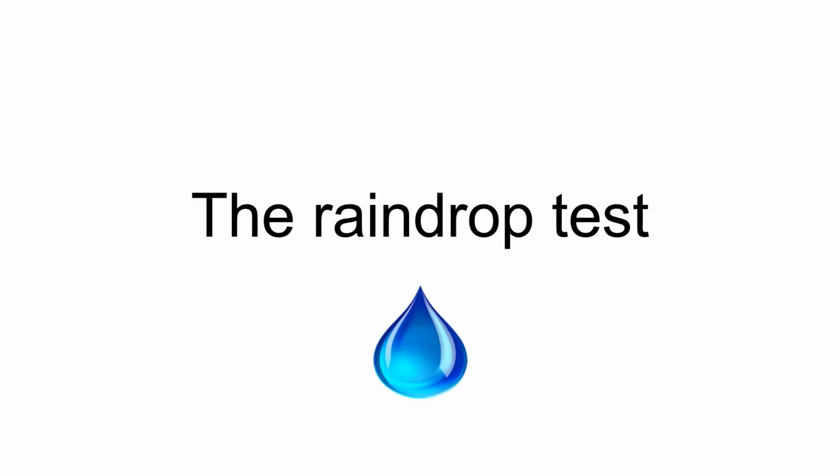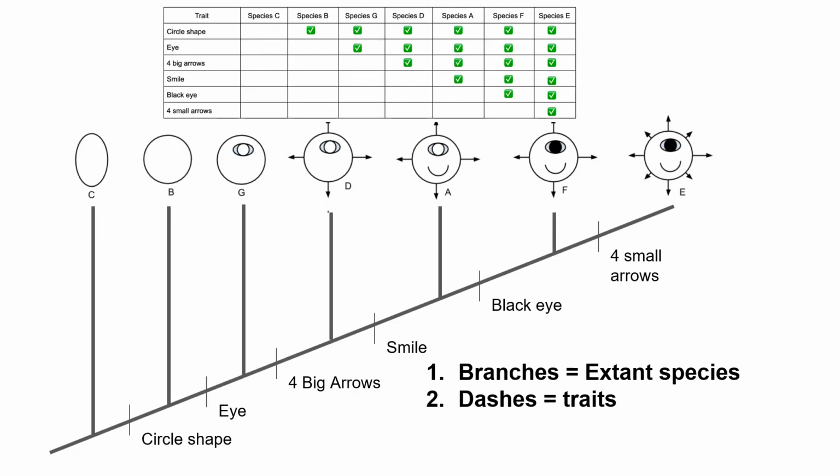So how do we make sure that we fill this out correctly? Well, we can do what's called the raindrop test. The raindrop test is basically saying, okay, if species E has a tear, and that tear falls down, as gravity brings it down and it goes through, it should hit every single one of these and have every single one of these traits. If it doesn't have every single one of those traits, you've done something wrong with your cladogram.